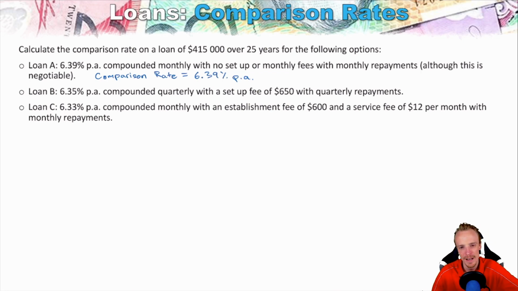However, when we start looking at loan B and loan C, whilst they've got lower rates of interest in comparison to loan A, they have fees. And we've got to take this into account when we're comparing. Loan B has a 6.35% interest rate that's compounded quarterly with a setup fee of $650 and has quarterly repayments. And loan C has 6.33% per annum, compounded monthly, with an establishment fee of $600 and a service fee of $12 per month with monthly repayments. So you can see they're obviously lower, but they have fees and don't have flexible repayments, which, like I said, we're going to talk about after we look at these comparison rates.